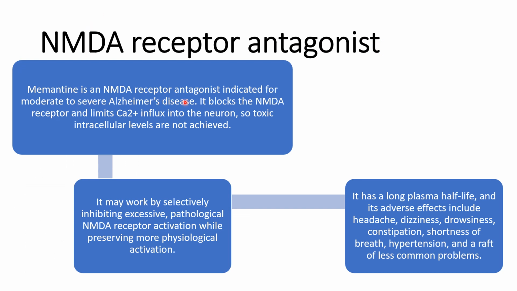Memantine is the only NMDA receptor antagonist that is important for Alzheimer's disease. It binds to this receptor and then blocks the action of glutamate and then limits the influx of calcium, and then the apoptosis and various pathological processes involved in Alzheimer's disease. It basically works selectively. It inhibits excessive pathological NMDA receptors and preserves physiological activation. It has a long plasma life, and its adverse effects include headache, dizziness, drowsiness, constipation, shortness of breath, and hypertension.